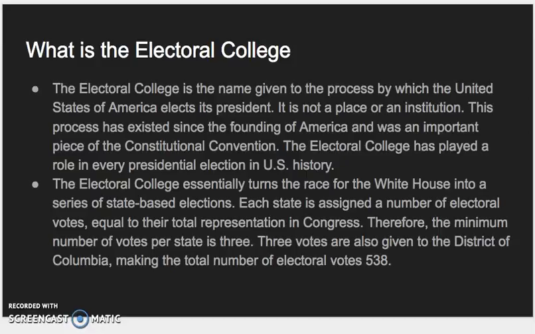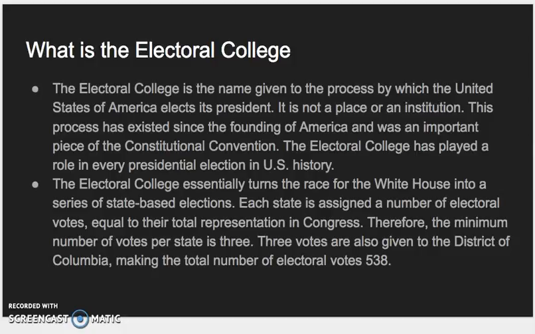So basically what the Electoral College does is it turns the presidential race, the race for the White House, into a bunch of state-based elections, right? So every state has an assigned number of electoral votes, and it's equal to their total representation in Congress.